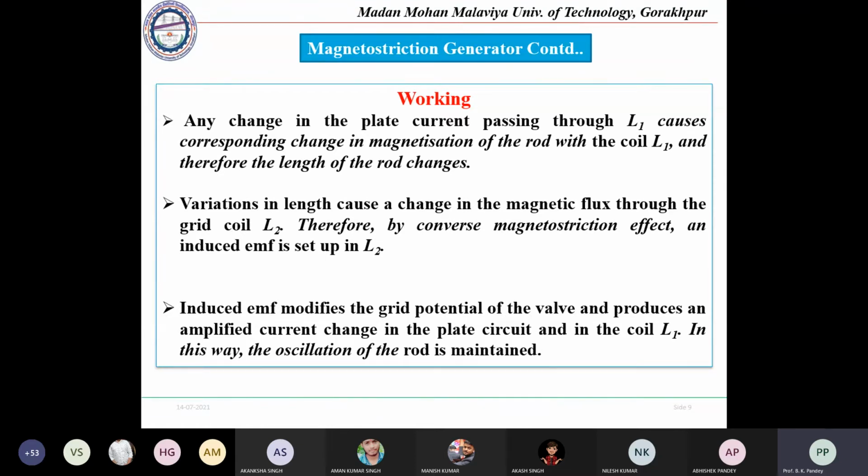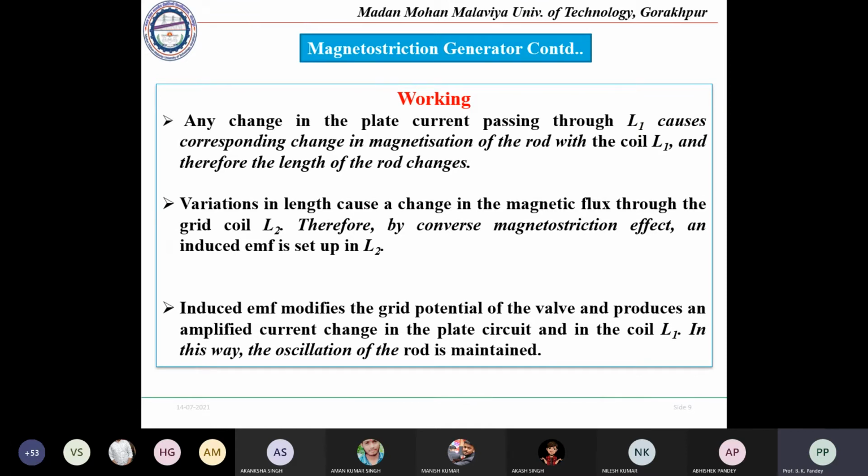This induced EMF modifies the grid potential of the valve and produces an amplified current change in the plate circuit and in the coil L1. In this way, the oscillation of the rod is maintained.